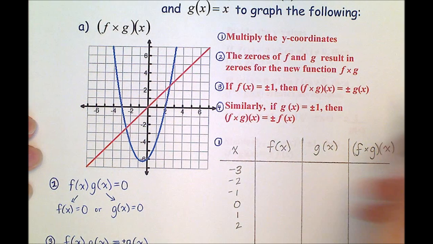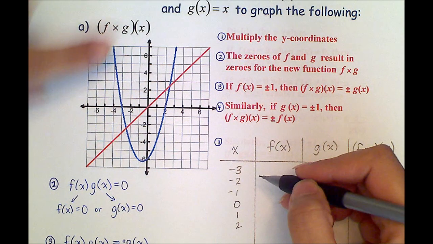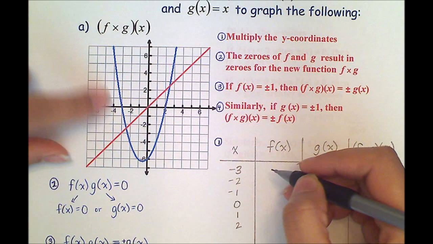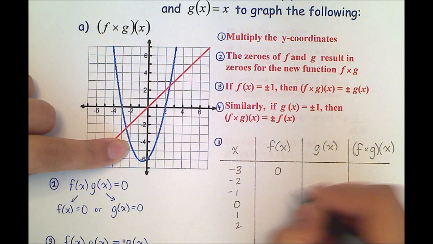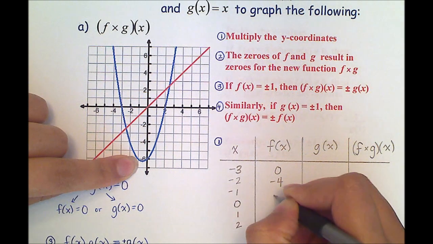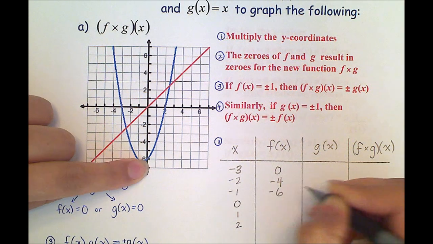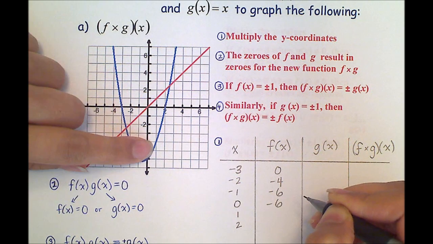Okay, so if I look at f of x, which is the quadratic function, so the blue function is f of x, at x equal to -3, it's equal to 0. At x equal to -2, it's equal to -4. At x equal to -1, it's equal to -6. At x equal to 0, it's equal to -6. At x equal to 1, it's equal to -4.